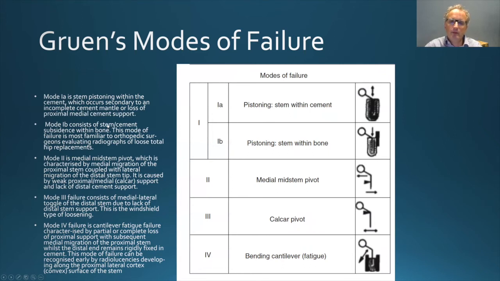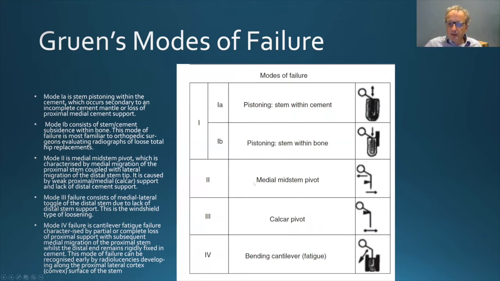Gruen then described the modes of failure, and these are described into 4 different patterns. The first one is pistoning within the cement. So you've got the tube of the femur, and the stem goes up and down in it. Now that can either be the stem within the cement, or the stem and the cement within the bone.